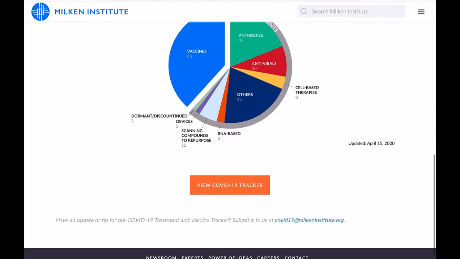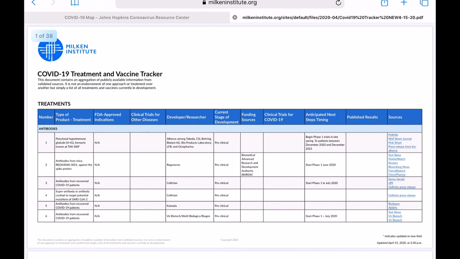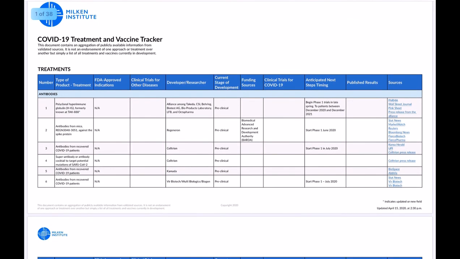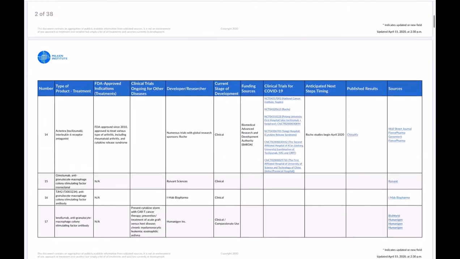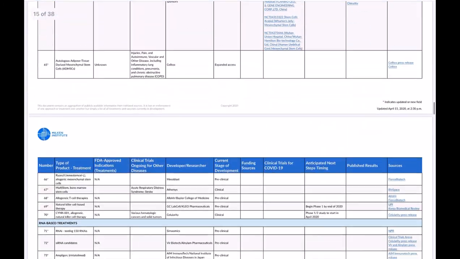Here is the website. It looks like it still has not been updated yet today. So let's go ahead and click here on this View COVID-19 Tracker. I actually downloaded this PDF and posted it to Moodle for you all so you could peruse it in your own time as well. The top half of this is all different types of treatments, and these treatments go along with the previous PDF that I posted for topic 18. So I'm going to skip through all these treatments for now and get to the vaccines.